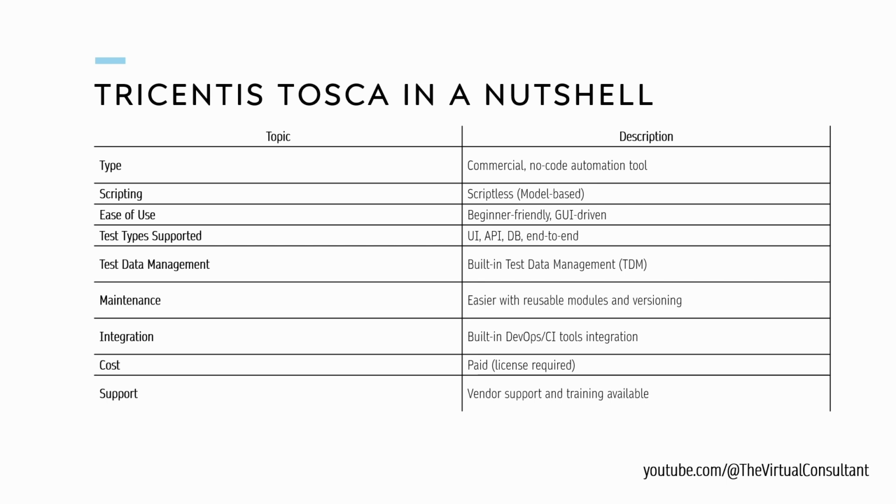Next is support. When you talk about support, every platform, every automation tool has some kind of support. In the case of Tricentis TOSCA, we have the vendor support and the training materials available on the website. Also, of course, there are communities across the internet that will help you solve any problems that you face.